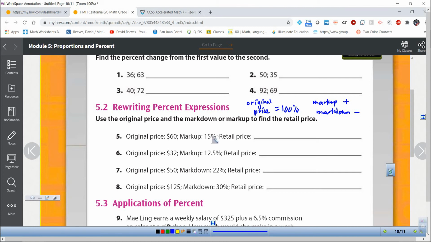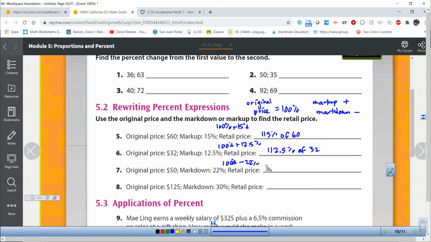Okay, so if the original price is $60, and the markup is 15%, what are we going to need? We're going to need 115%, right? It's going to be 100% plus 15%. So it's going to be 115% of 60, okay? This one right here, we have a markup also. This one's going to be 100% plus 12.5%. So this one's going to be 112.5% of 32.